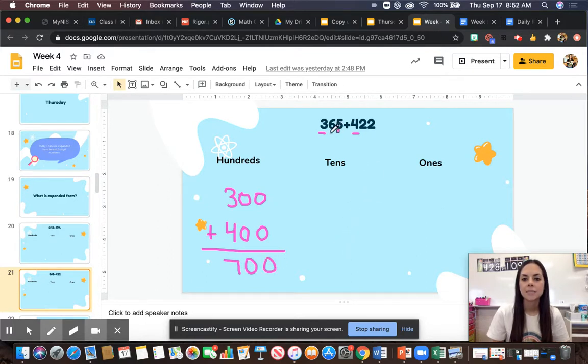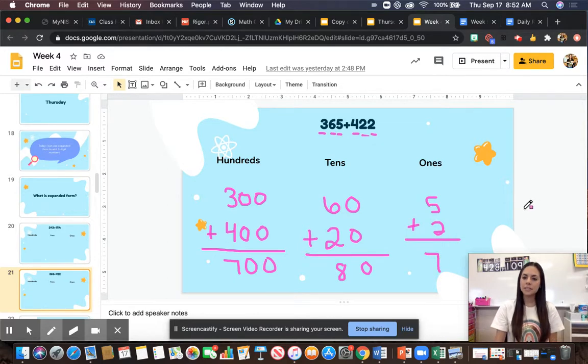Okay, tens place, I have a 6 and I have a 2. The value of that 6 is 60, plus the value of that 2 is 20. 60 plus 20, well, 0 plus 0 is 0. 6 plus 2 is 8. 80. And then finally, I have my ones place. 5 plus 2. 5 plus 2 is 7. Notice how I have this number in expanded form and I don't have to regroup. And I know that I don't have to regroup because the hundreds place has 3 digits. The tens place has 2 digits, and the ones place has 1 digit.